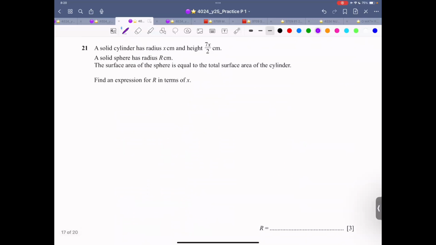Let's move over here. Mensuration question, basic question, nothing special. There is a cylinder.